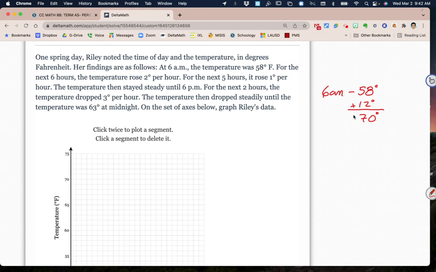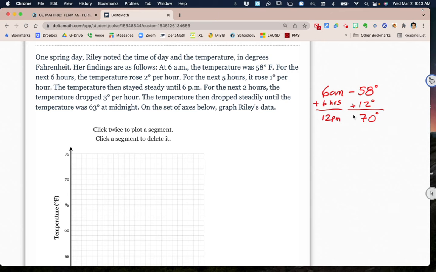Well, 6 a.m. is when we start for the next 6 hours. So if we add 6 hours here, what time is it? 12 p.m. So that's our first line. We're going to go from 6 a.m., 58 degrees, to 12 p.m., 70 degrees. Okay? And that would bring us to here.